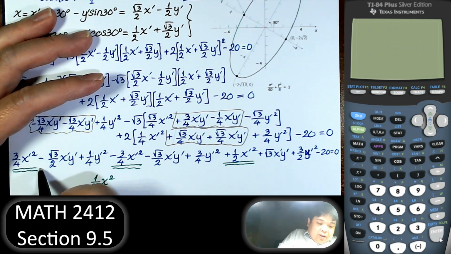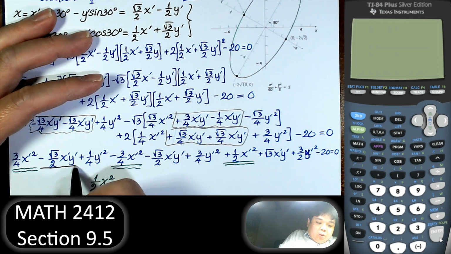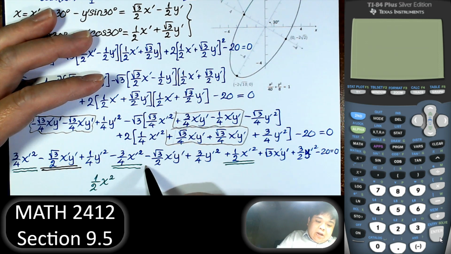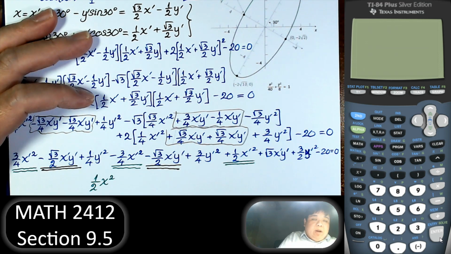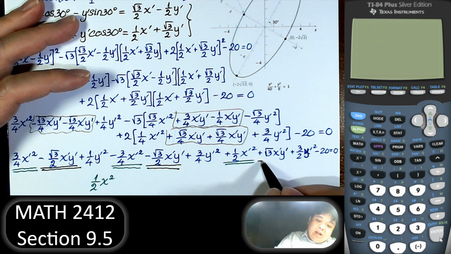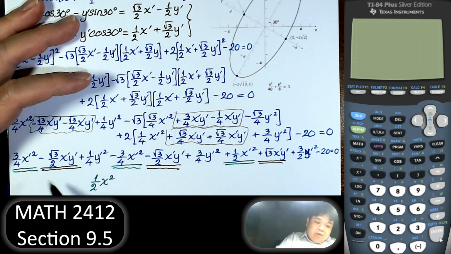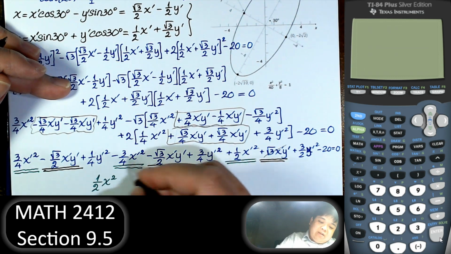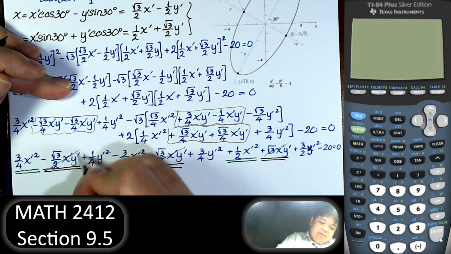Next, negative square root of 3 over 2, negative square root of 3 over 2. When they add together, we have negative 2 square root of 3 over 2, 2 and 2 cancel. So negative square root of 3 plus square root of 3, actually all of that cancel out. 1 square root of 3 cancel half, 2 halves of square root of 3.